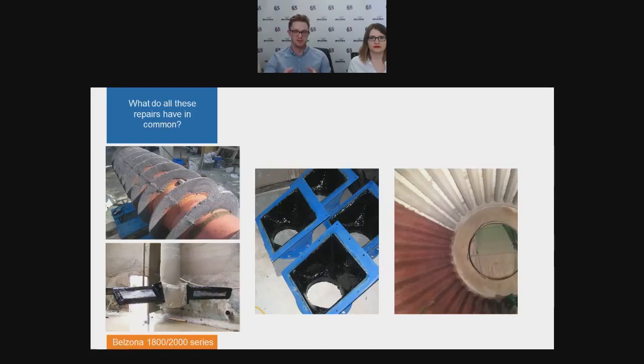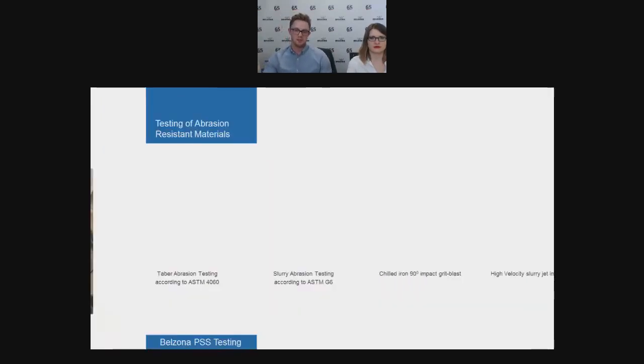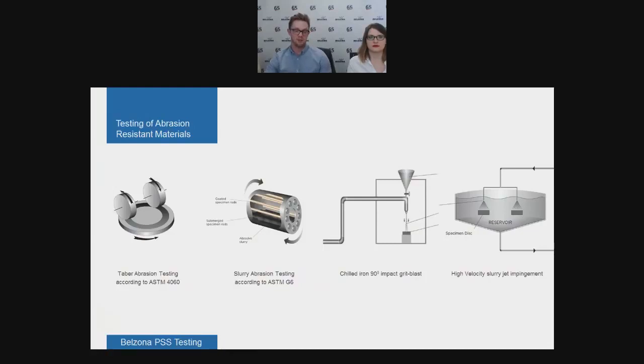And all of these products are also tested in order for us to give customers an indication of how well our products will work in terms of their abrasion resistance. We have numerous test methods. The testing we do in-house is our ASTM standard testing: Taber abrasion testing and slurry abrasion testing. These are things you might have seen before. But we've also completed some third-party testing: the impact grit blast and the slurry jet impingement, towards the right of the screen at the moment. These were things where we sent our products out to a third party to verify and give us the most realistic example of how our products would cope in an abrasive situation.